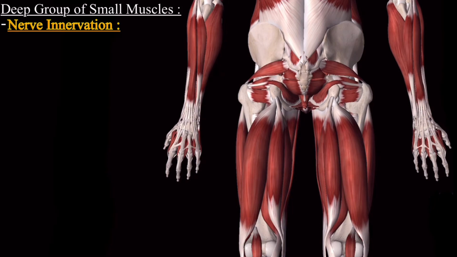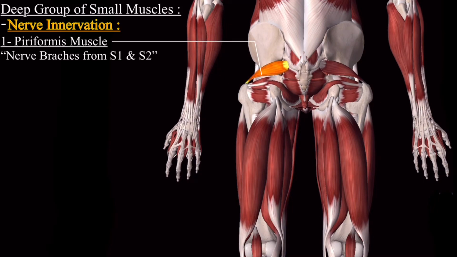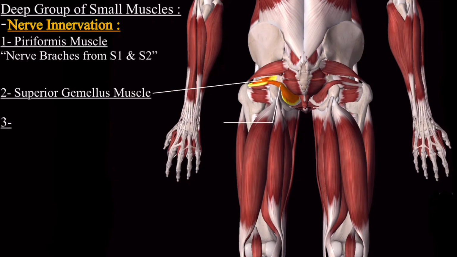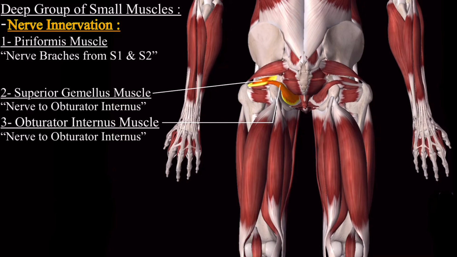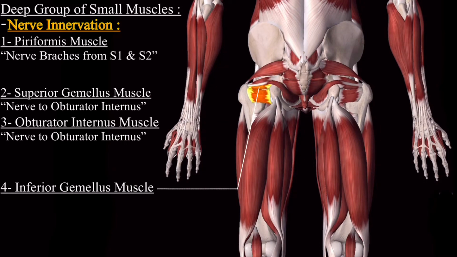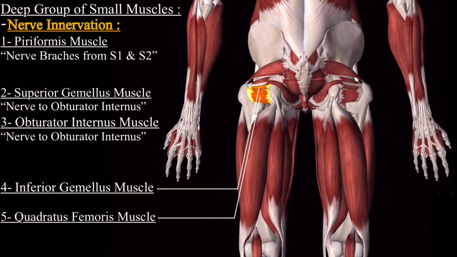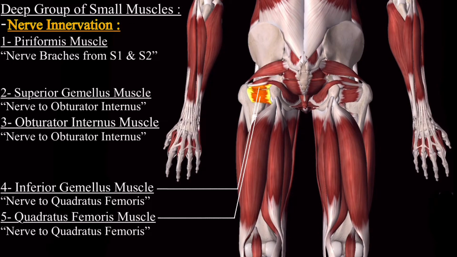Next is the nerve innervation. The piriformis muscle is innervated by nerve branches from S1 and S2. The superior gemellus muscle and the obturator internus muscle are innervated by nerve to obturator internus. The inferior gemellus muscle and the quadratus femoris muscle are innervated by nerve to quadratus femoris.